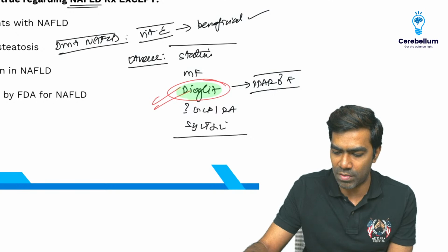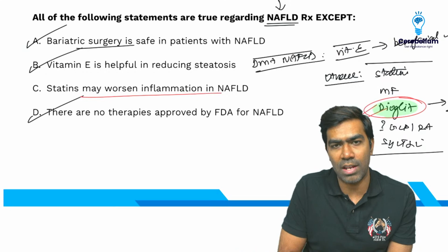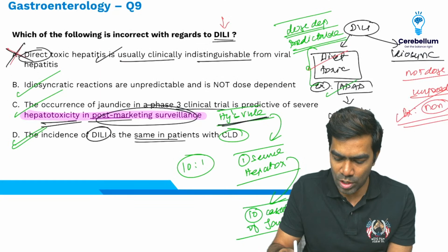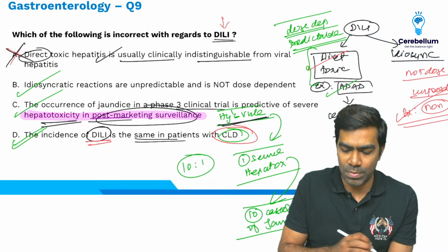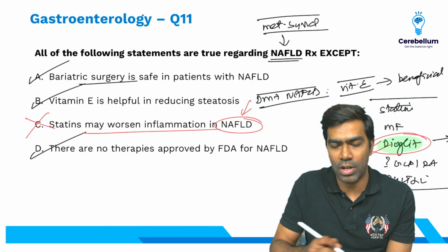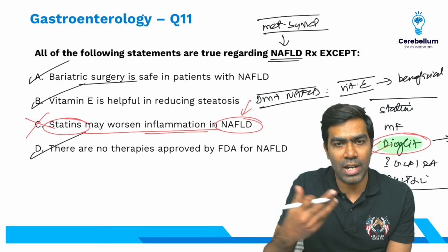So, statins may worsen inflammation in NAFLD. That's a wrong statement. If you have understood my previous question, you will not say that as an answer. What we have discussed, I told you, the incidence of DILI is the same as that of patients with chronic liver disease, which means the incidence of drug-induced liver injury is the same as that of any other chronic liver disease. Please tell, NAFLD is a chronic liver disease or not? This is an example of chronic liver disease. Do you think statins are going to increase the risk of DILI in NAFLD? Or statins are going to cause more injury in the setting of NAFLD?